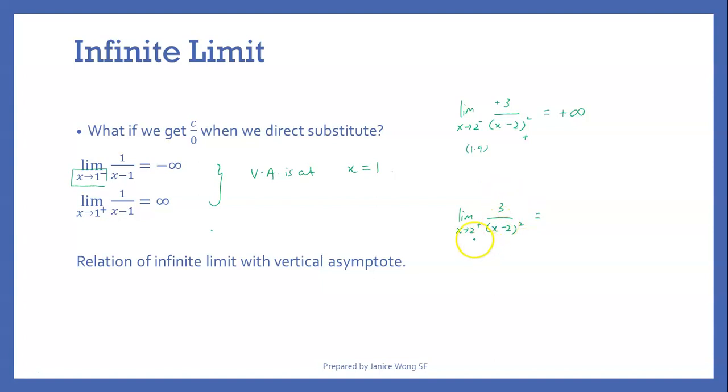What about this? So first, do the direct substitution. X equals 2. We get again something over 0. For a one-sided limit, immediately tell yourself it must be either positive or negative infinity. Need to check the sign.